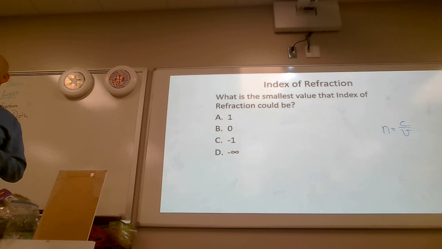Correct answer is A. The fastest light can go is the speed of light in a vacuum. C. C over C. 1. A. Good with that? All right.